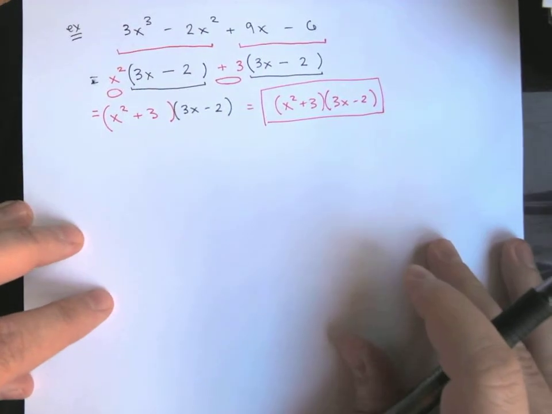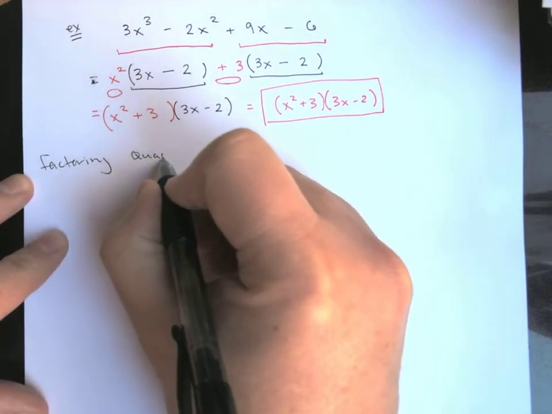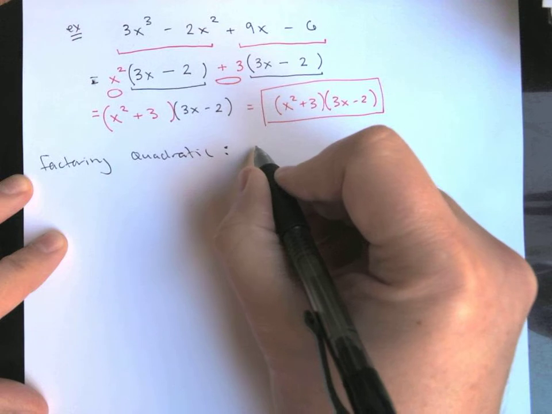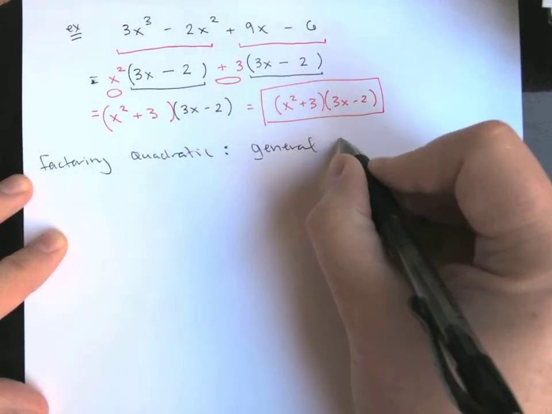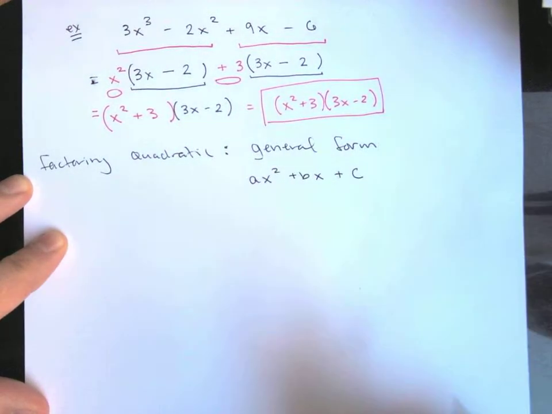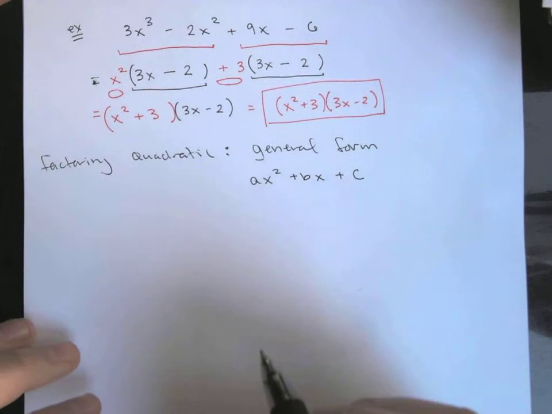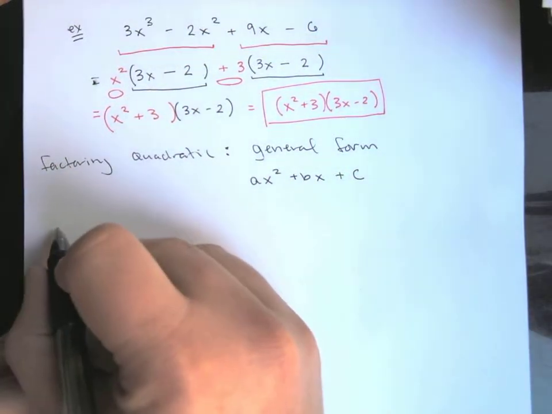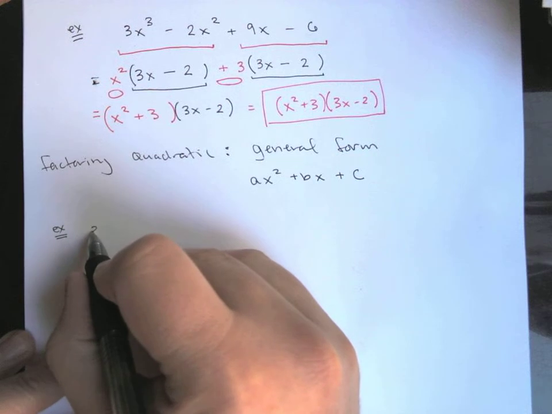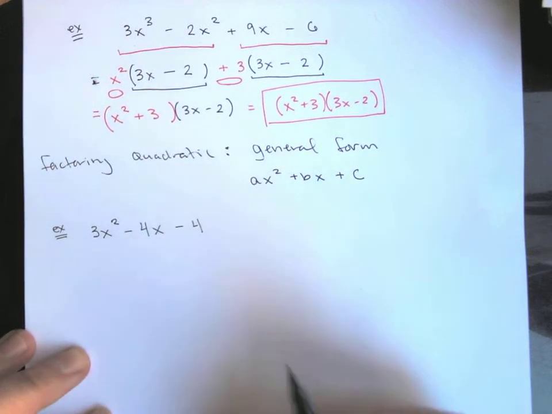So quadratic is a degree 2. So our form is ax squared plus bx plus c. So a and b and c here are constants. X squared, x obviously are variables. So let me put an example down. We'll work through one as we talk through the process. So let's say 3x squared minus 4x minus 4.